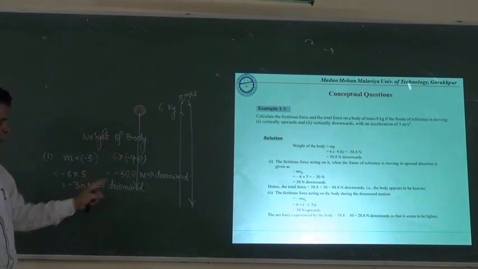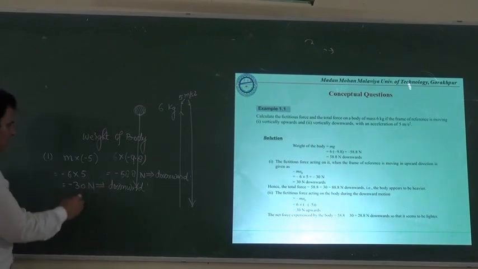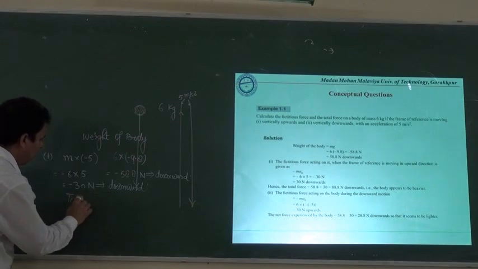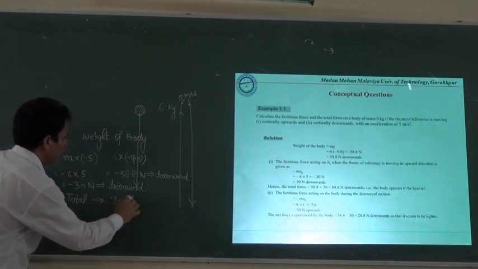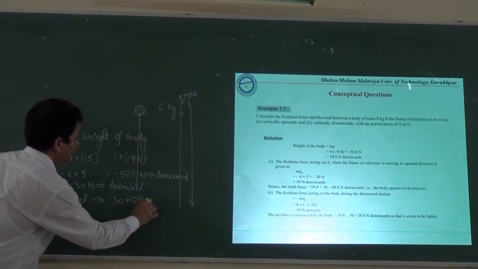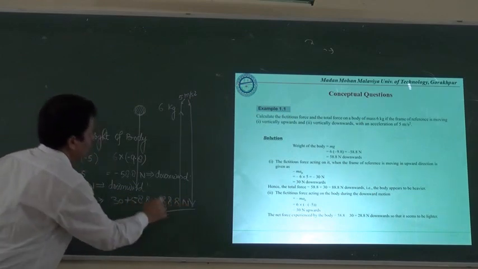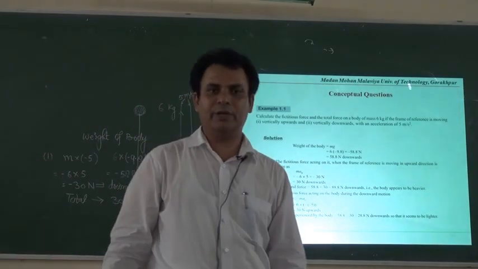Then, both lying towards the downward direction, the total value will be 30 plus 58.8, which is equal to 88.8 Newton when the frame of reference is moving in the upward direction.